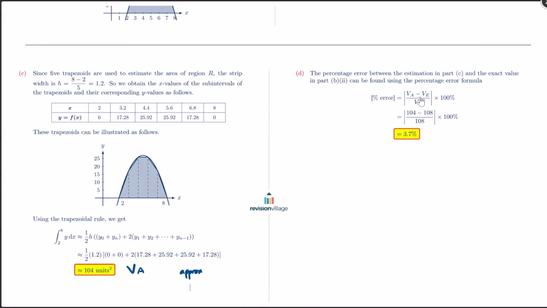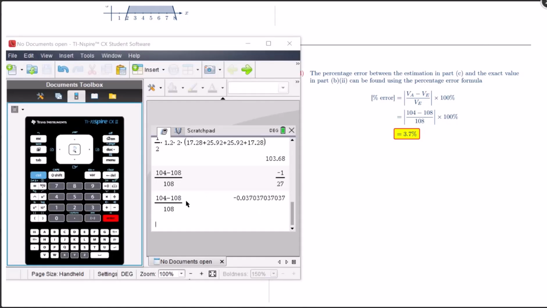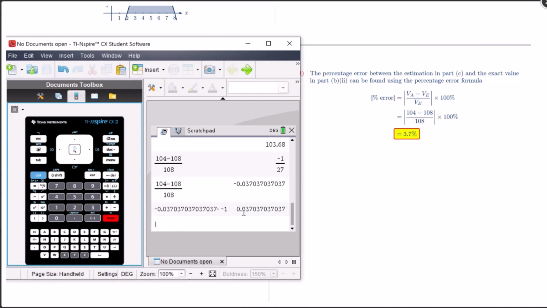Okay, so we substitute in an approximate value from the trapezoidal rule of 104, an exact value using the definite integral in part B of 108, divide by that 108 again, multiply by 100, and let's just check that on our calculator. Okay, so you can see there that that is a negative number. I tend to not, you can do absolute values, but it's deep inside the calculator in the index. So I tend to just look at it, and if it's a negative number, just multiply it by -1. So I've now flipped that to a positive.